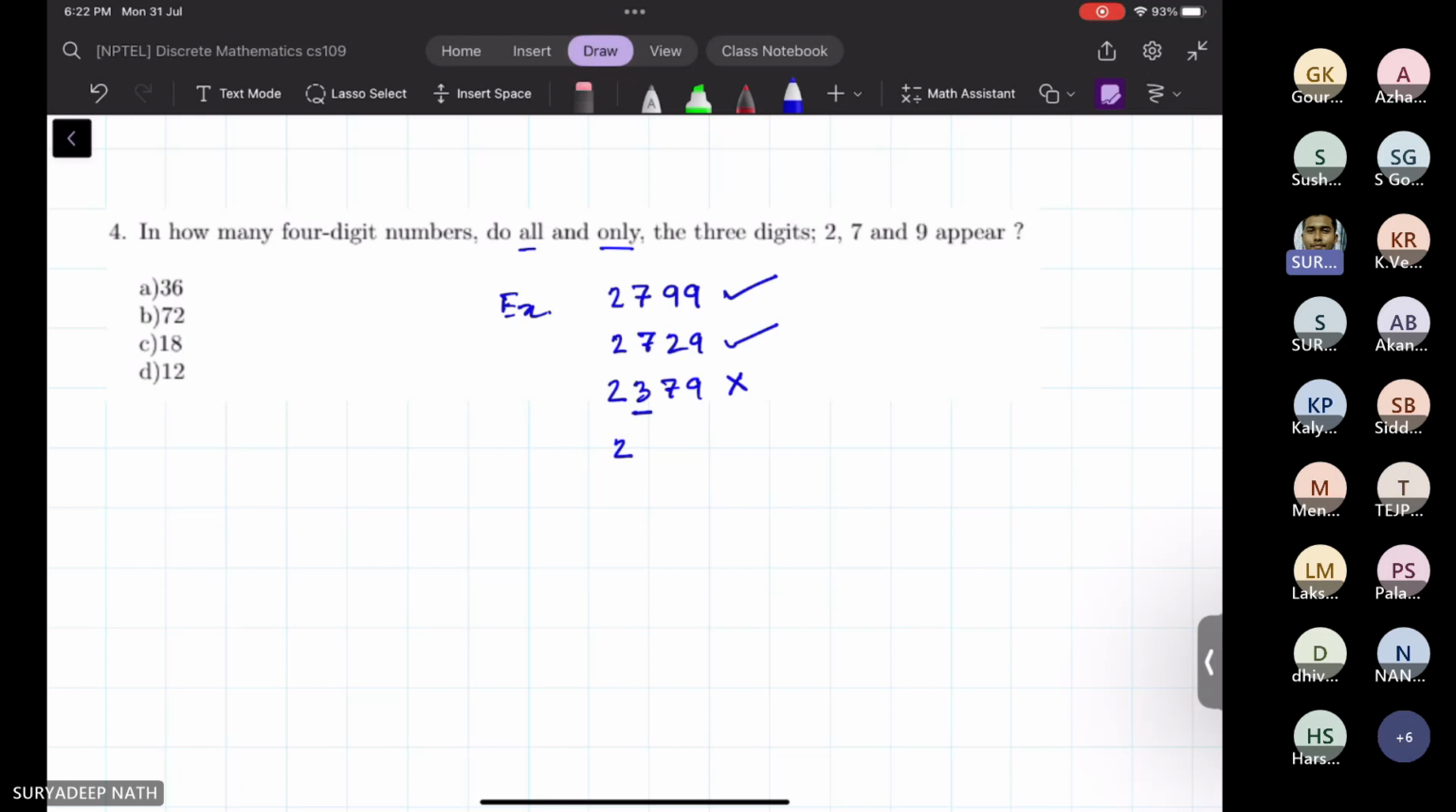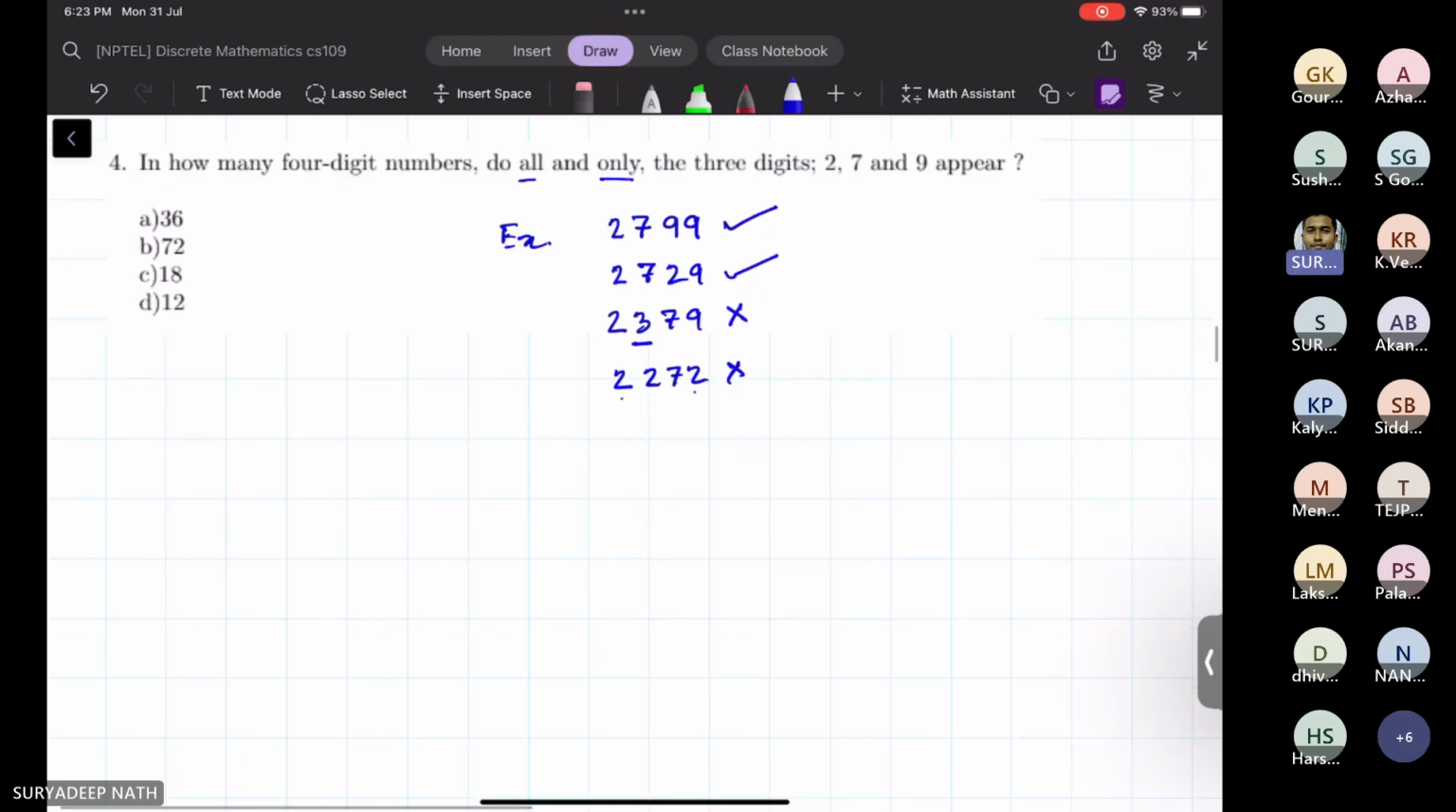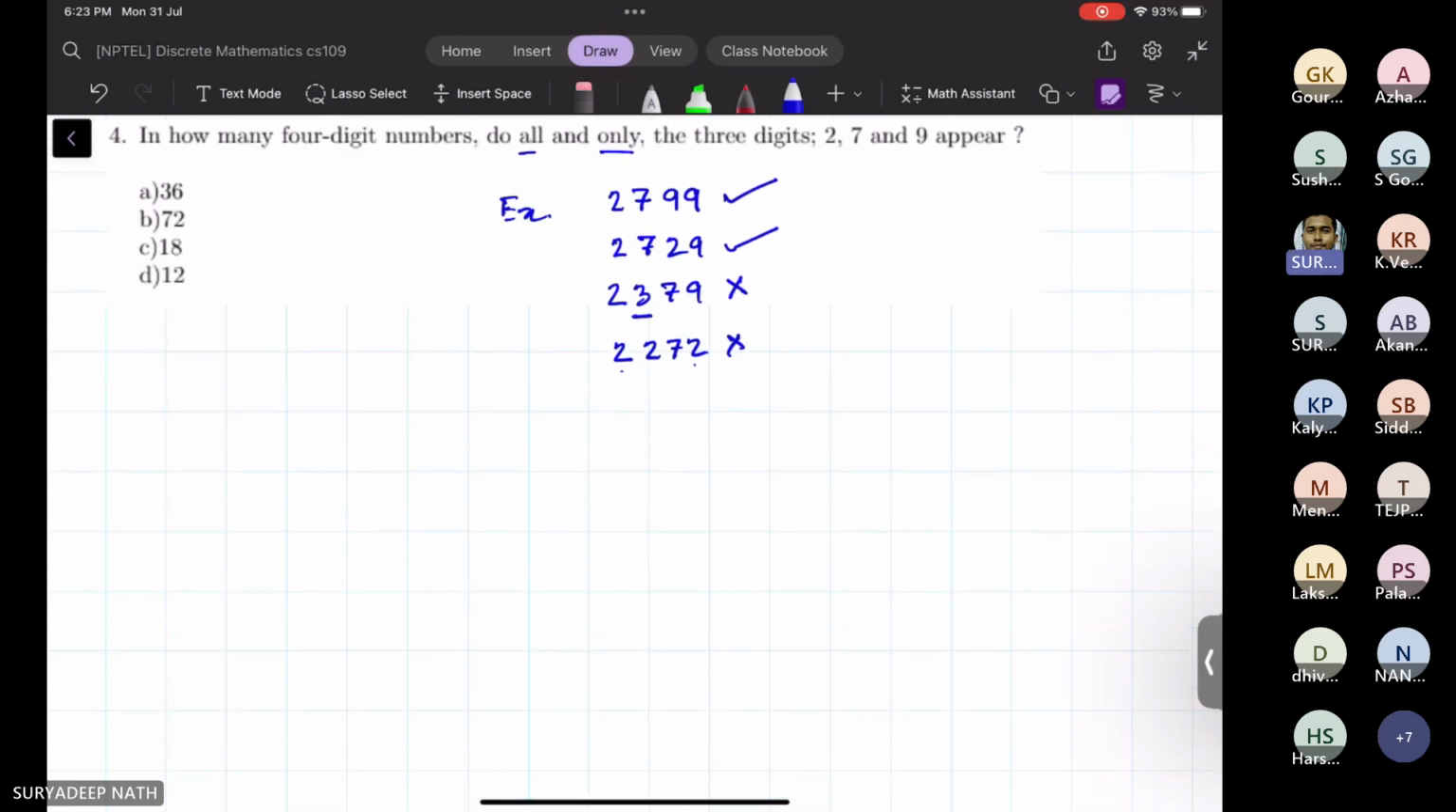Similarly, 2272 is also not correct, because it violates the all part. Here 2 occurs thrice, but 9 does not occur. So in the 4-digit numbers, only 2, 7, 9 must be present, and all of 2, 7, 9 must be present. It cannot be that one of them is missing.